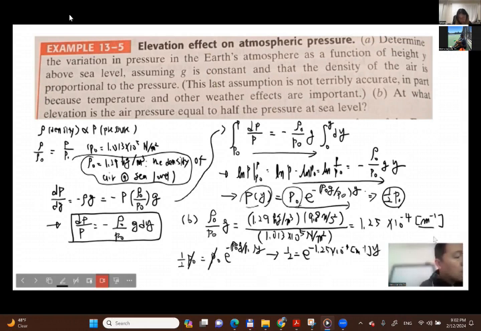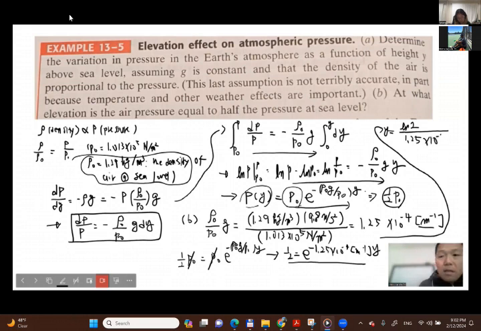Now we want to find y out of this formula. From that, y should be the log of 2 over 1.25 times 10 to the minus 4 inverse meter. So that is 5,550 meter. So when you reach the height of 5,550 meter, the pressure becomes half of the pressure at sea level.